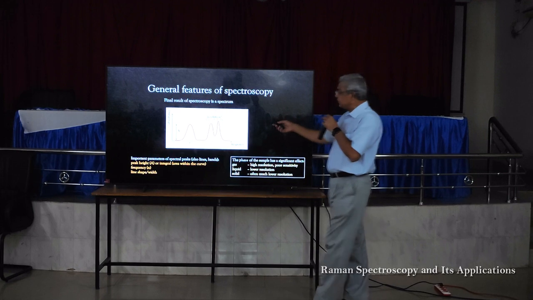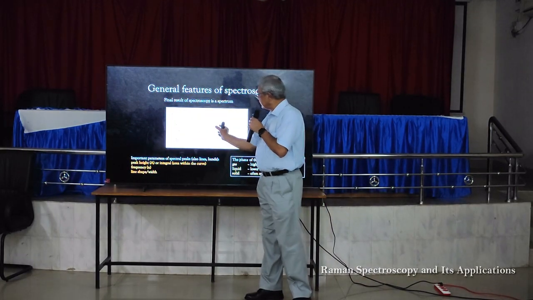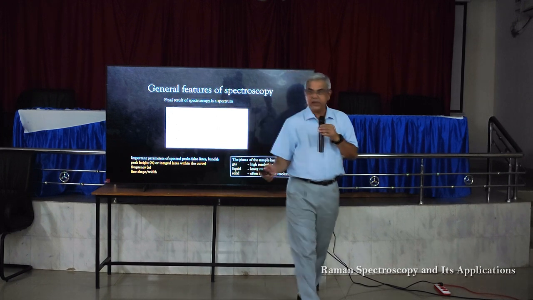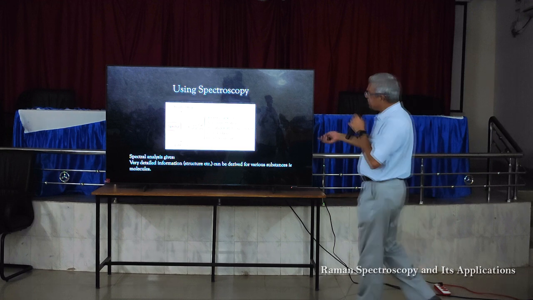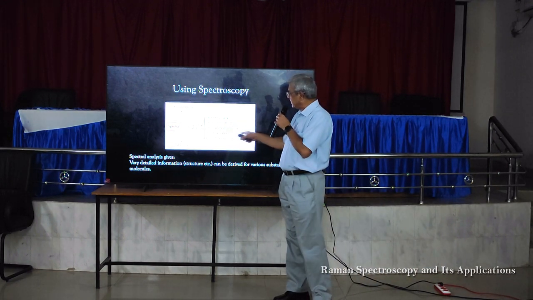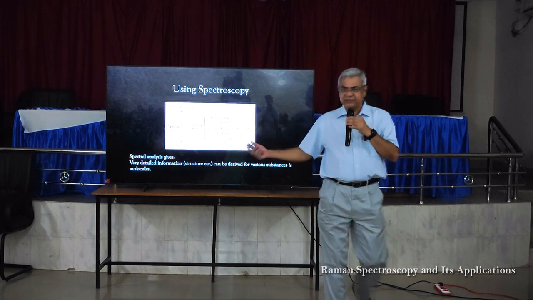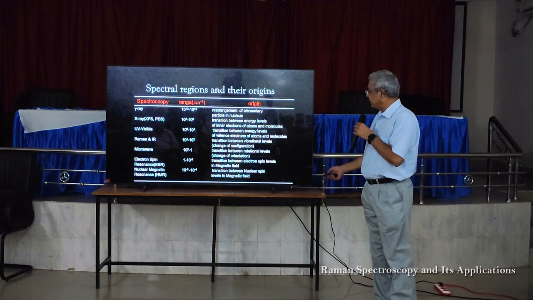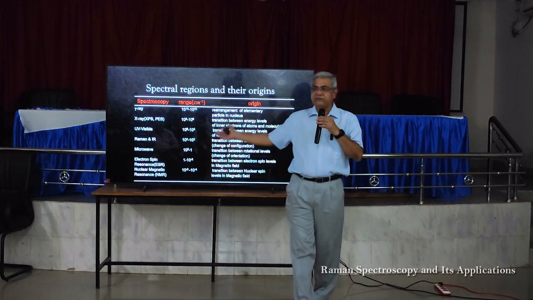So these are the general features of spectroscopy. This is called the intensity. This is called the resolution. Spectroscopy you can use for quantitative analysis, structure identification, physical parameters, empirical relations, and theoretical explanations. We will discuss this a bit further. These are the various uses and the properties they will give.